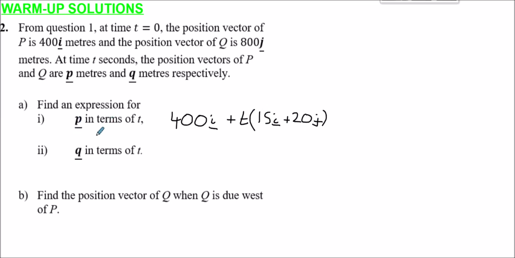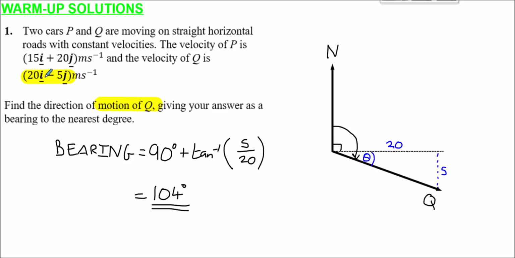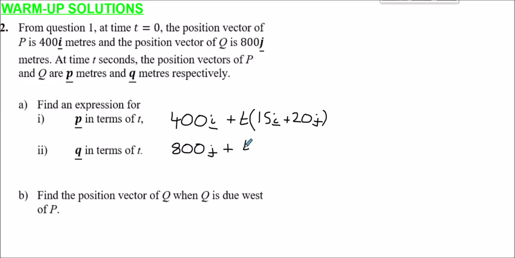Very similar for Q. Q is starting off being at 800j relative to some fixed origin. And then its velocity, going back to question 1 for a moment, was 20i minus 5j. So after t seconds, we're going to have this.